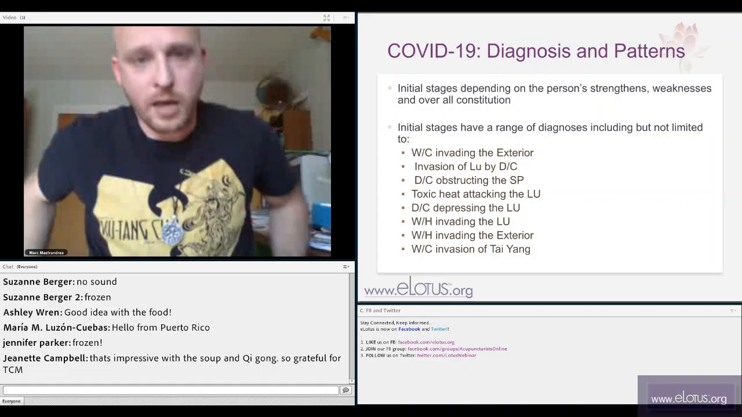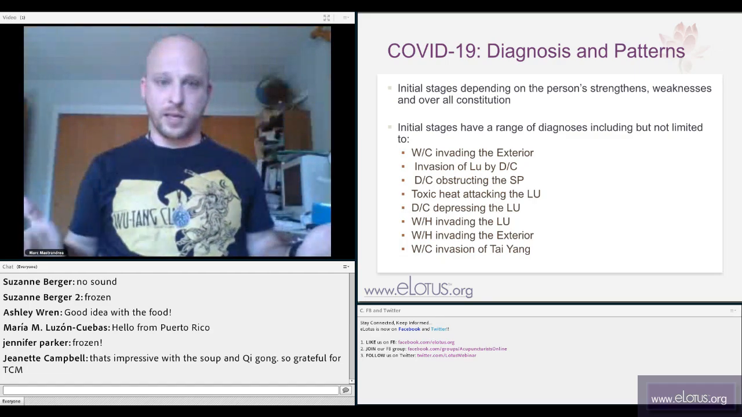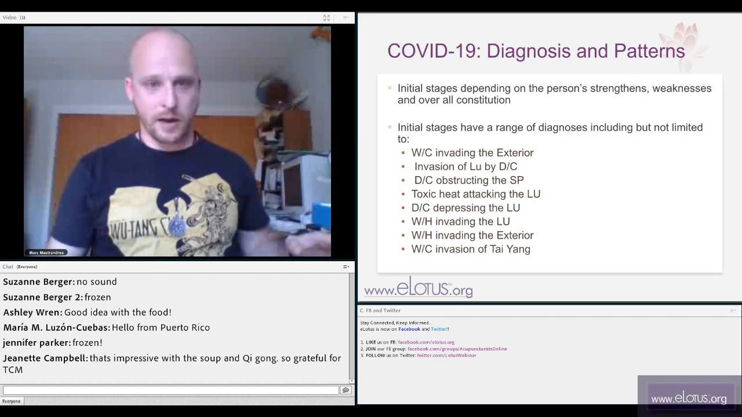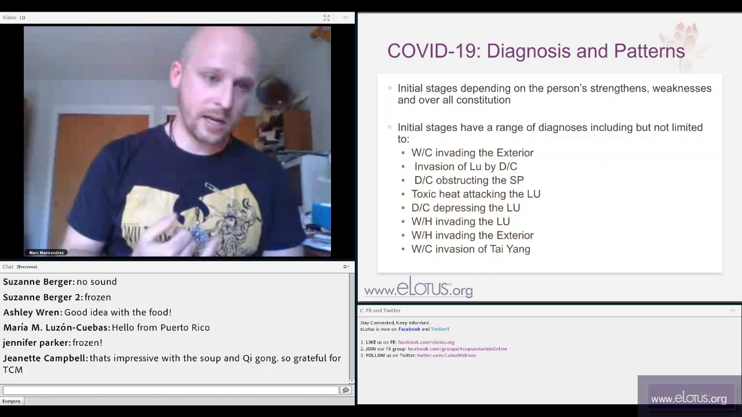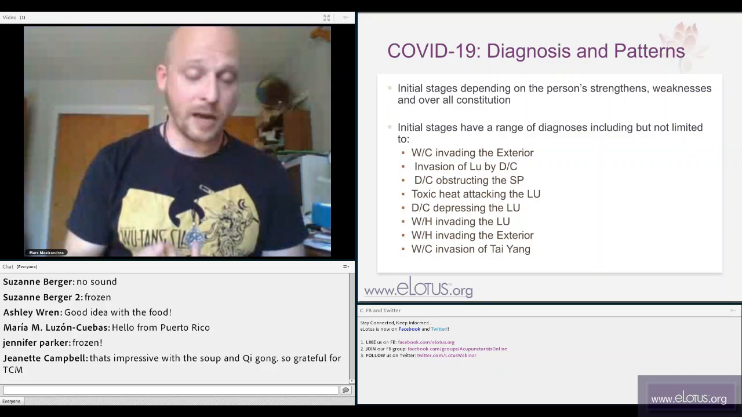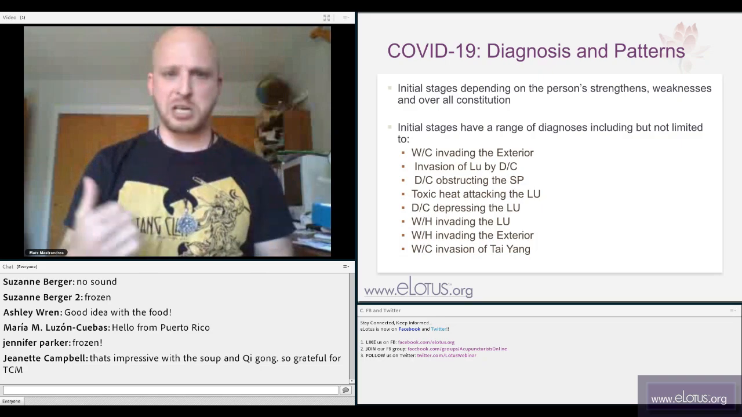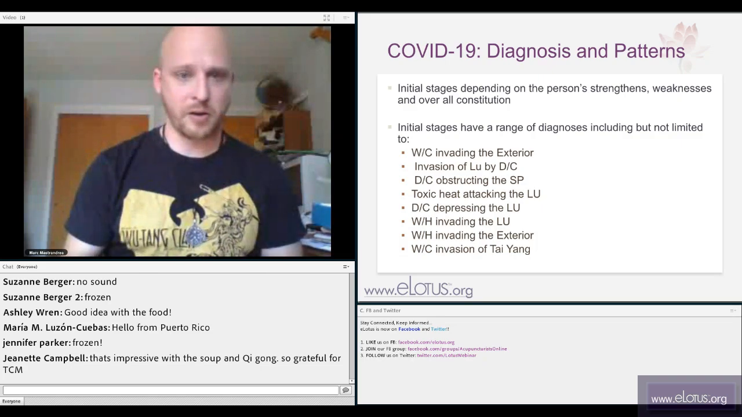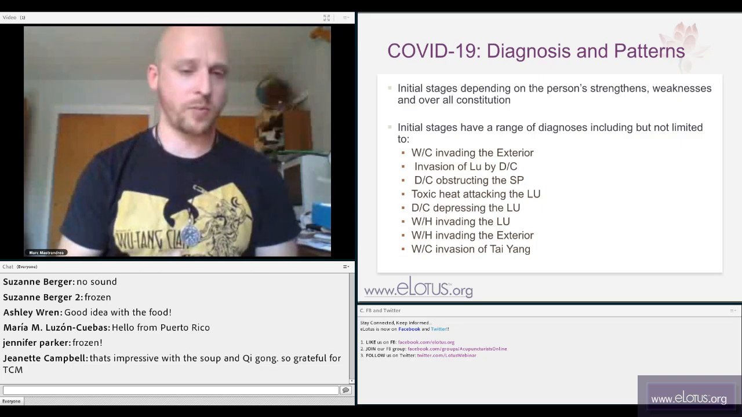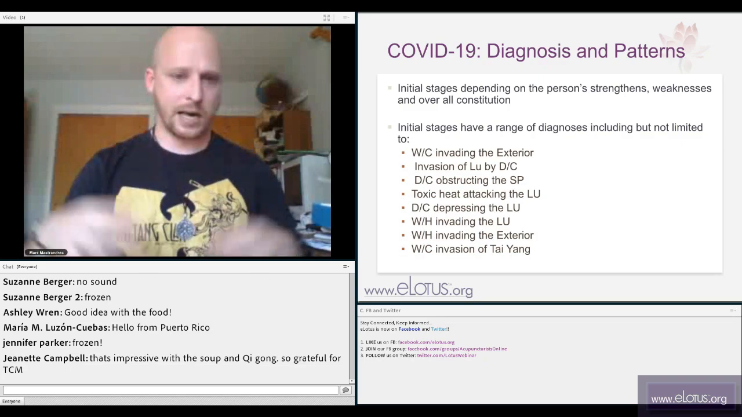So initial stages depend on a person's strength and weakness. You're going to see a ton of initial stage patterns. I've seen a lot of things. I've looked at a lot of different people's studies, both coming out of China and from other people here. You'll see everything from wind cold invading the exterior, invasion of the lungs by damp cold obstructing the spleen, toxic heat in the lungs, on and on and on.